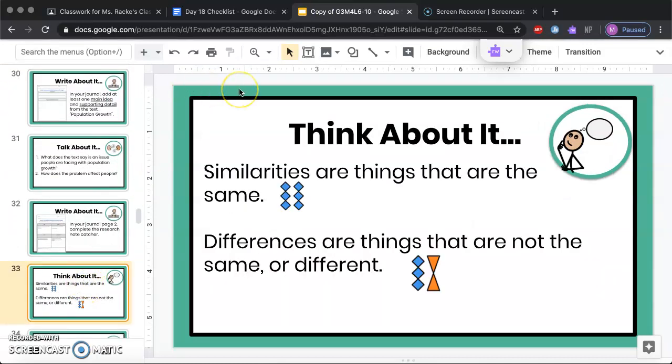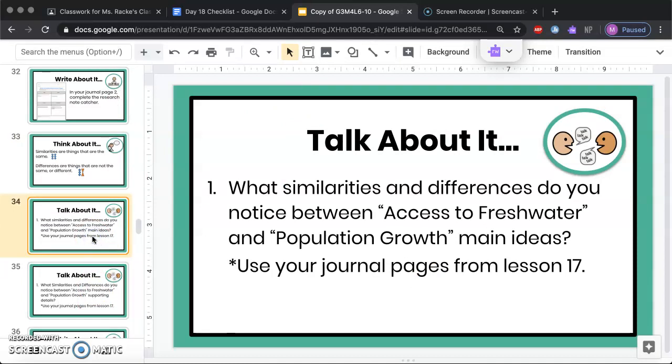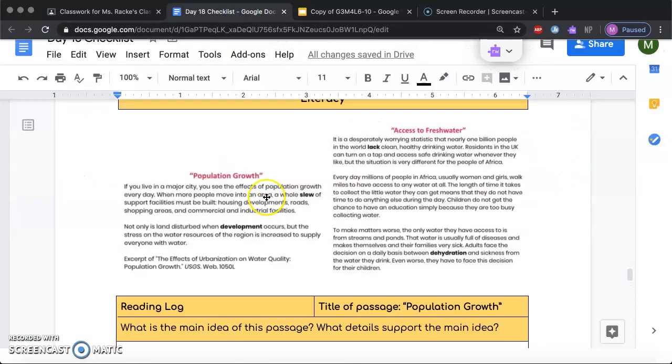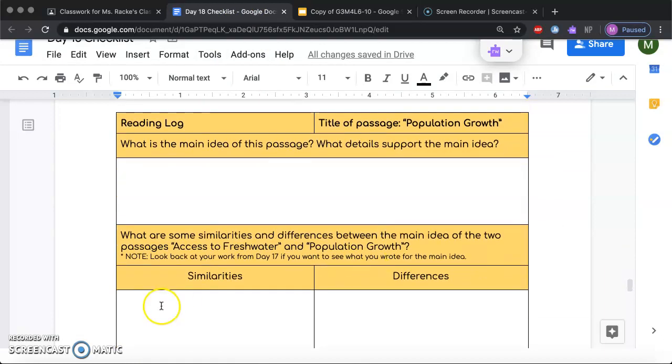Next, you're going to be thinking about similarities, which are things that are the same, and differences, things that are not the same but are different. So what similarities and differences do you notice between Access to Fresh Water and Population Growth main ideas? So I've added the Access to Fresh Water passage for you to refer back to, and I also put a note to look back at your work from day 17 if you want to see what you already wrote for the main idea to help you.